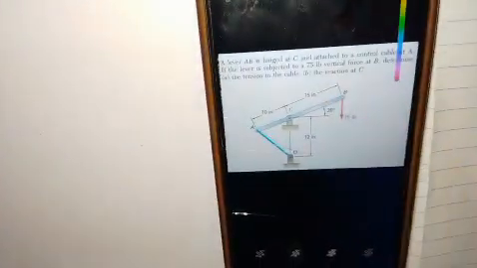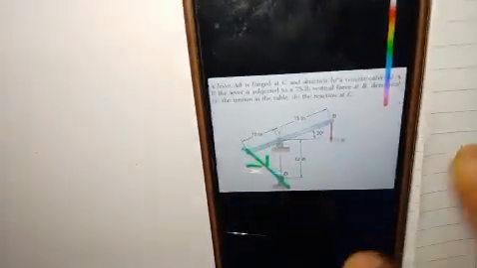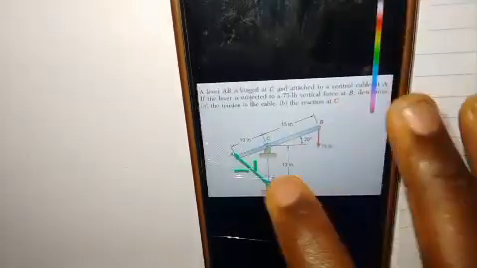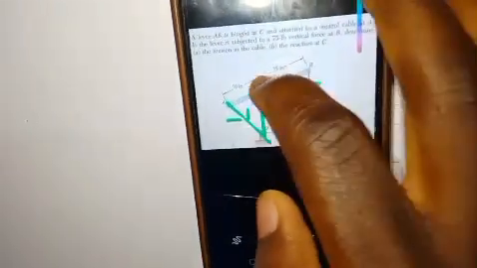Don't forget, since this is a cable, we are only meant to have just a single reaction, and since this is a hinge, that means we are meant to have two reactions, one in this sense and the other in this sense.